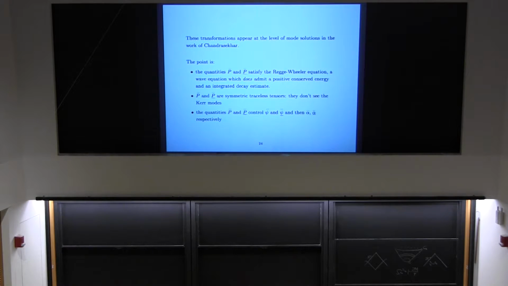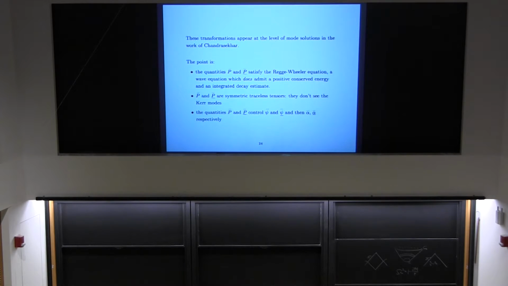What's remarkable, so why did we do this second order transformation? Well, what's remarkable is that the quantities p and p bar constructed out of alpha and alpha bar satisfy, again, a decoupled wave equation, which is called the Regge-Wheeler equation, and this is a good wave equation. This is a wave equation for which all the theory that has been developed in the past 10 years for wave equations on black holes actually applies.